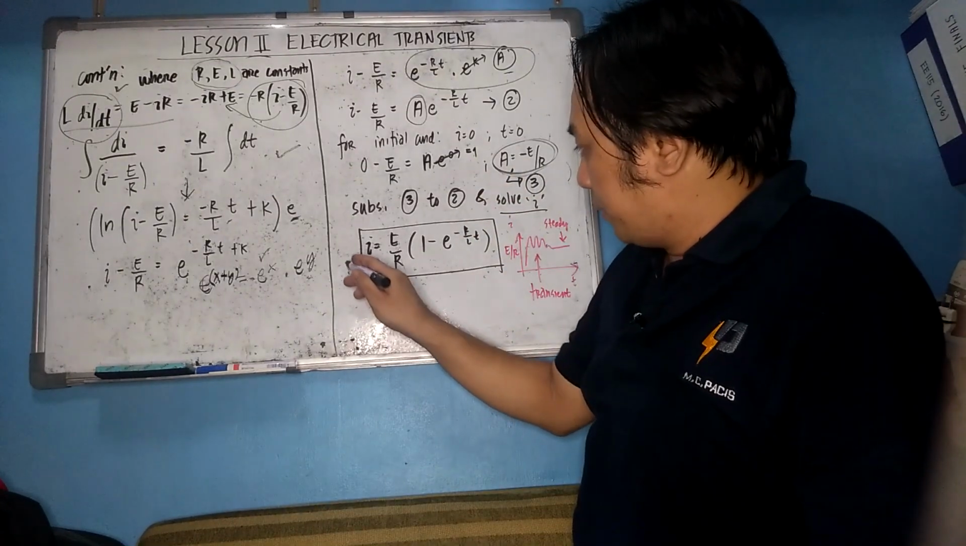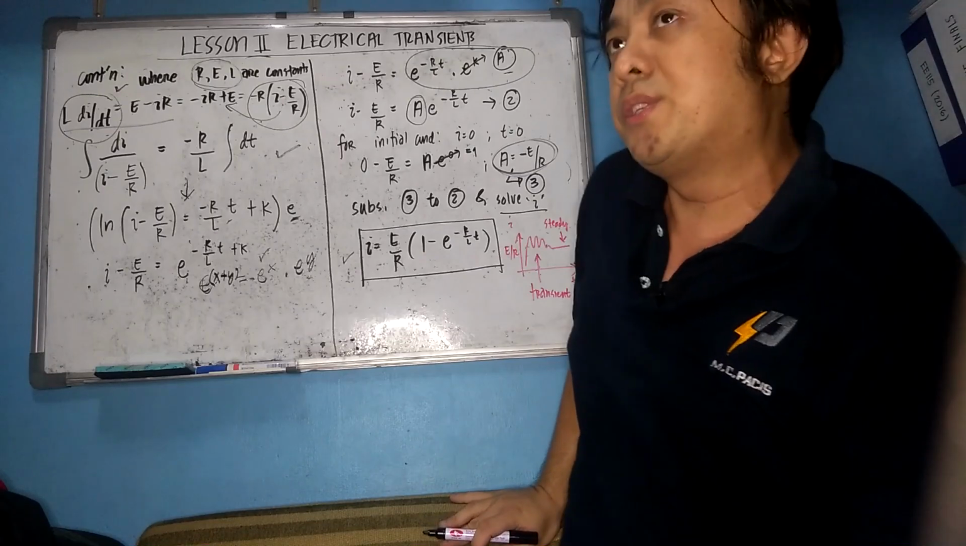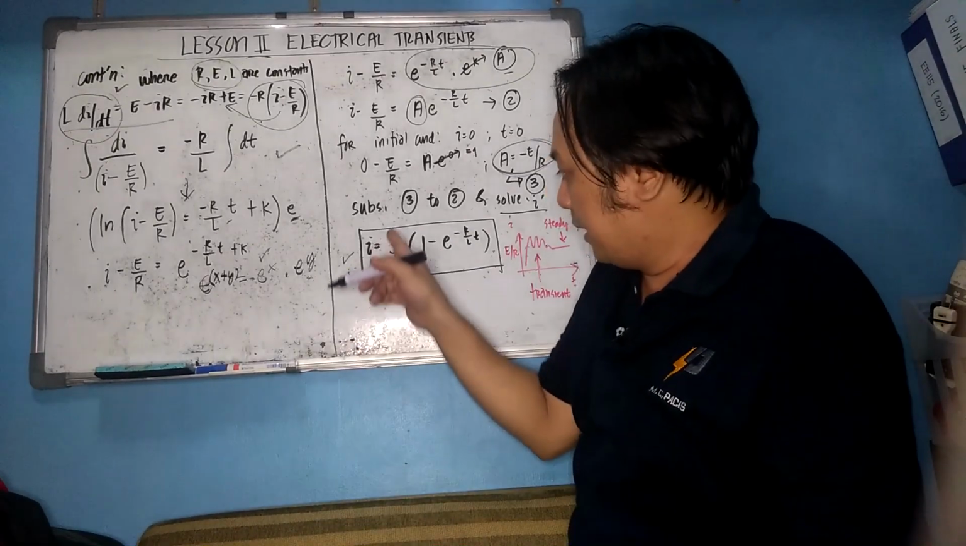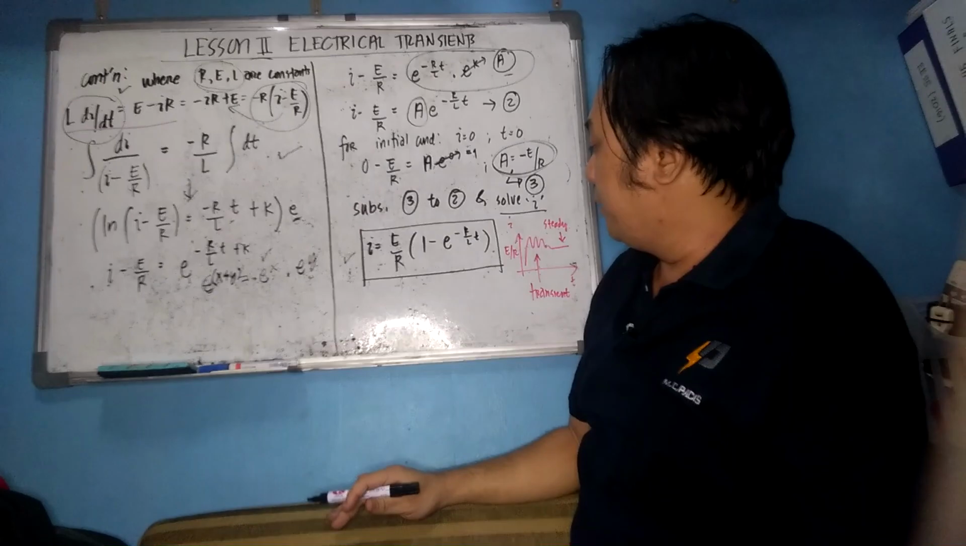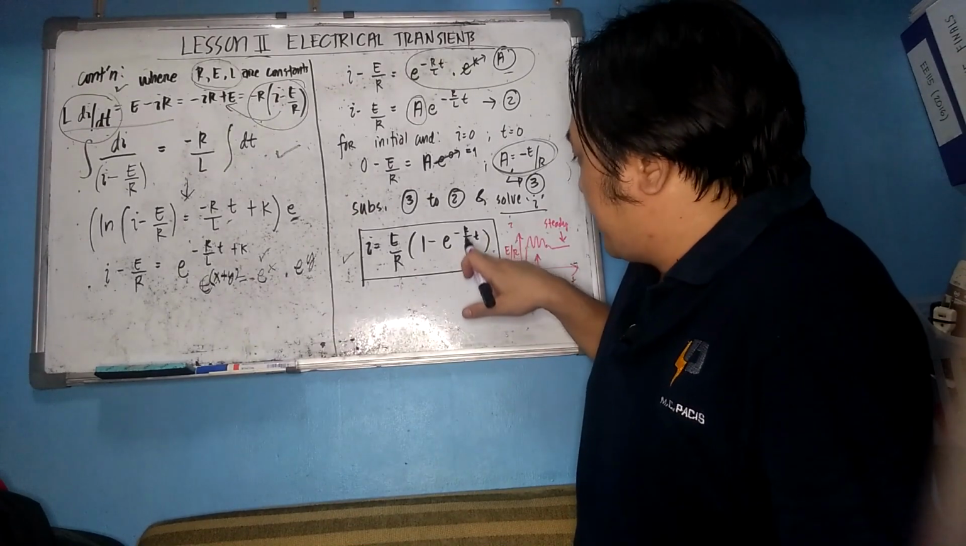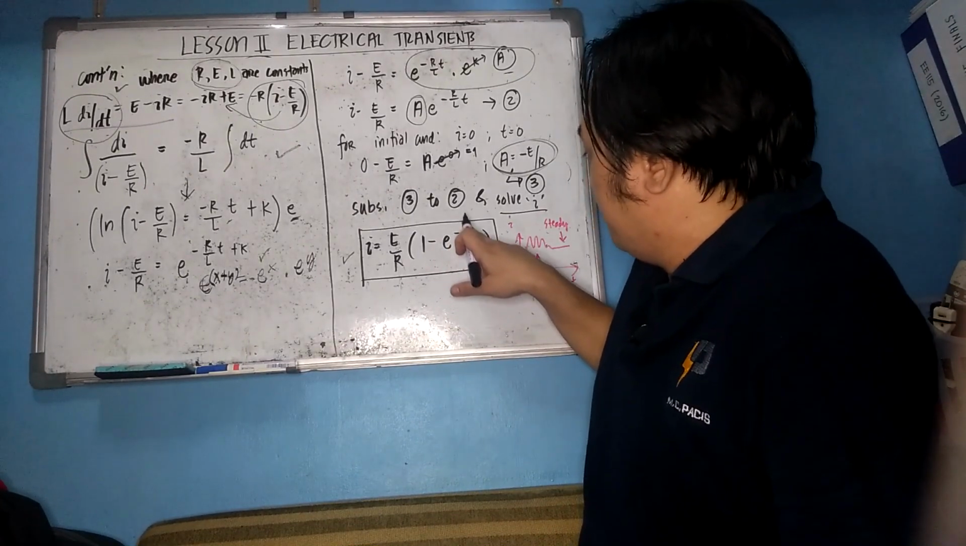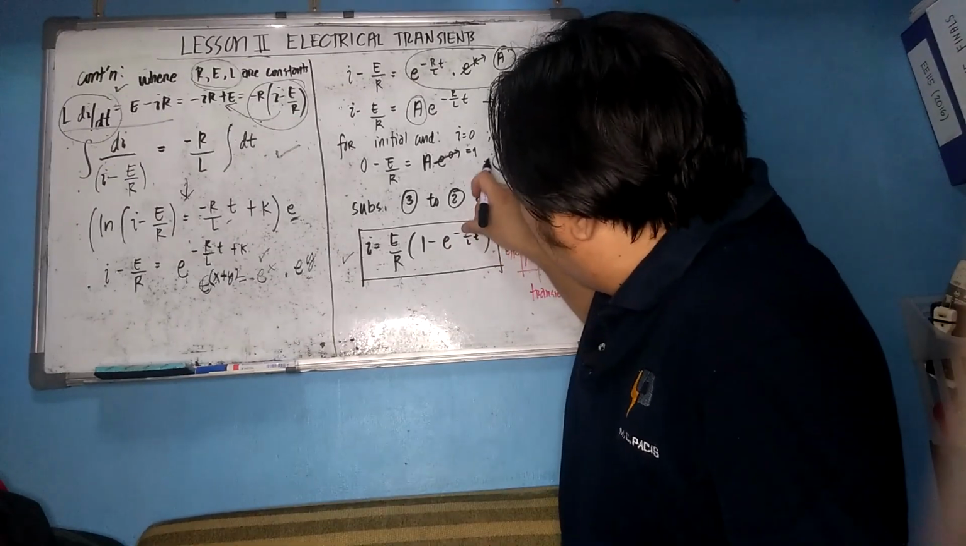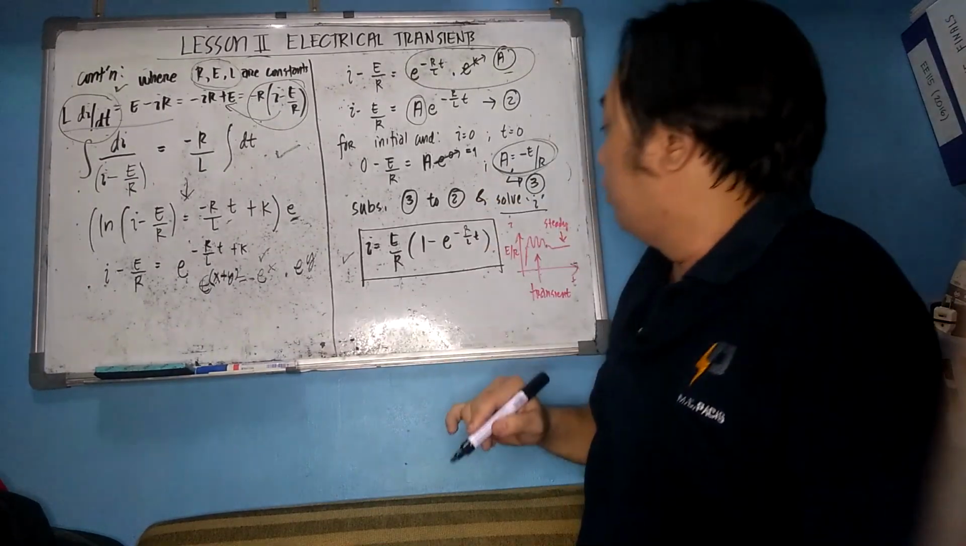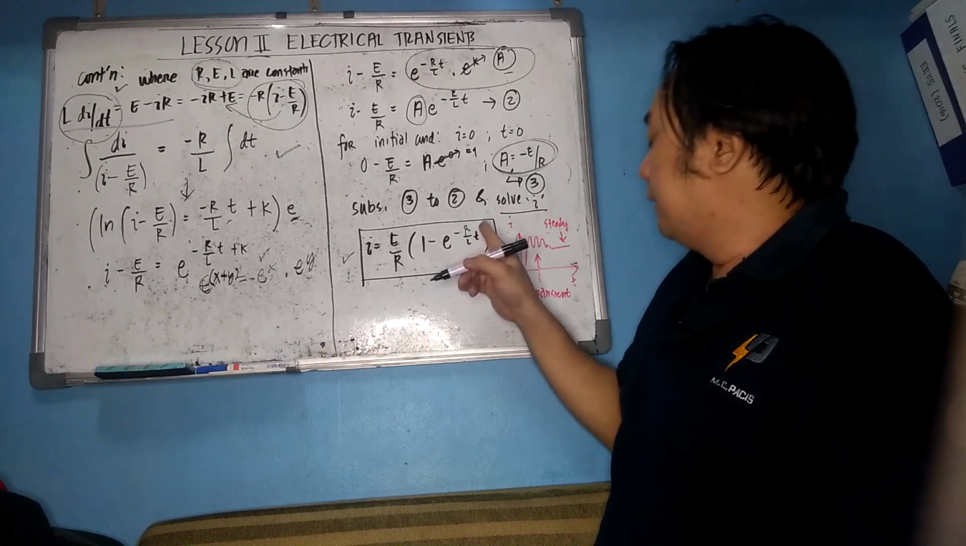Okay, the final equation for transient I is simply equal to this. A very, very important equation. E all over R, 1 minus E raised to negative R over L times T.